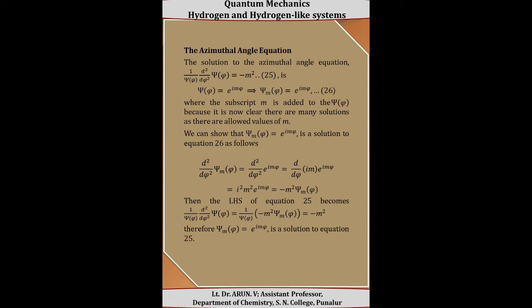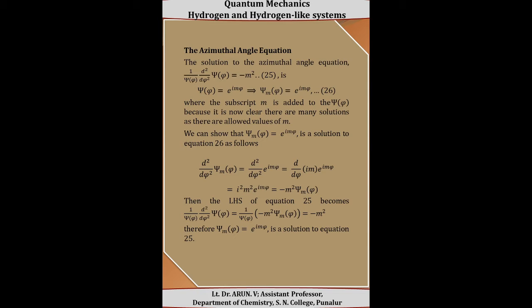First we have to find the solution for the psi(phi) equation, that is the azimuthal angle equation. The azimuthal angle equation is 1 by psi(phi) into d square by d phi square into psi(phi), that is equal to minus m square. If we write this equation as 1 by psi(phi) into del square by del phi square into psi(phi) plus m square is equal to 0, it is a second order differential equation, and this gives the solution psi(phi) equal to e raised to i m phi, where the subscript m is added to psi(phi) because it is now clear that there are as many solutions as there are allowed values of m.